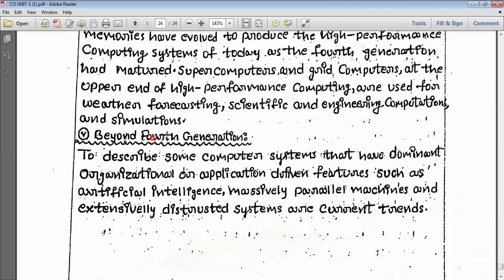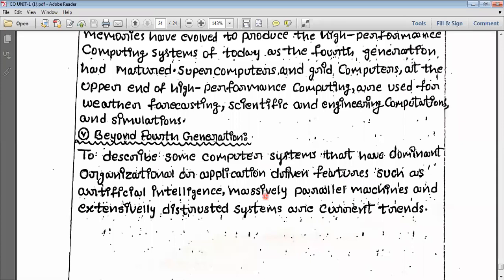Beyond the fourth generation, there are computer systems that have dominant organizations or application driven features such as artificial intelligence, massively parallel machines, and extensively distributed systems, or current trends. So this is about the total historical development of a computer system.